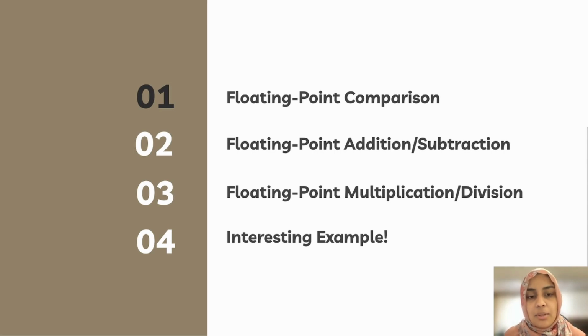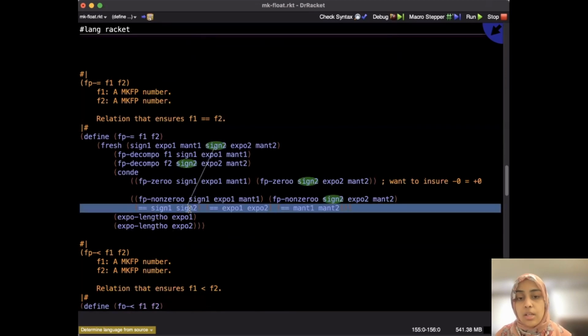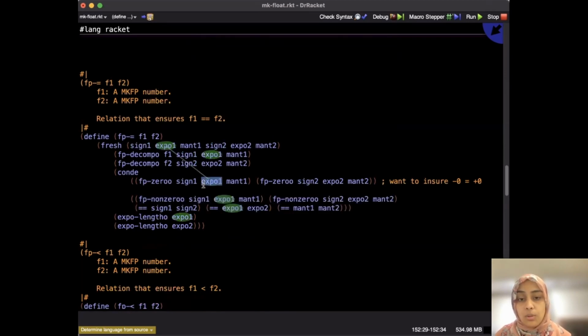Now we will begin the main portion of our talk with the introduction of our system's comparison relations. We implement 3 binary comparison relations. So the first one is FP equals, which is quite straightforward. The relation succeeds when the signs, exponents, and mantissa of F1 and F2 are equal, as you can see here. Note, we also allow positive and negative zeros to be equal.